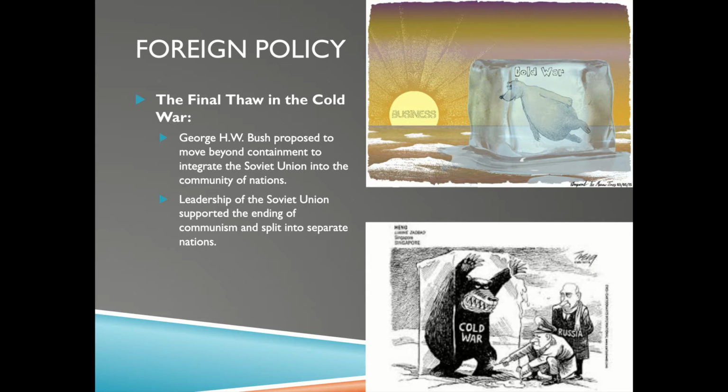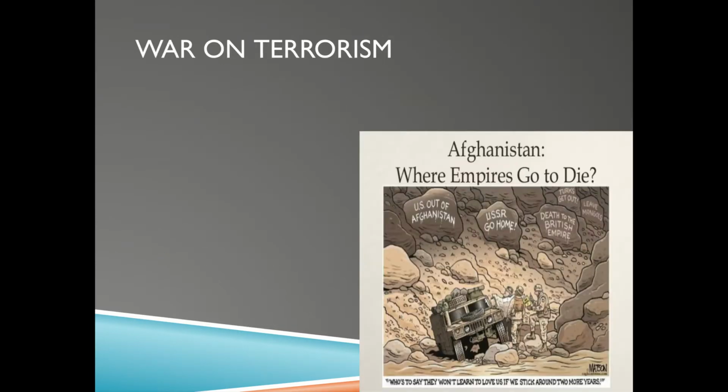But George H.W. Bush wanted to integrate the Soviet Union and future Russia into this community of nations, to make them more likely to join capitalist democratic societies. The leadership of the Soviet Union supported the ending of communism and split into about a dozen separate nations. During this time, East and West Germany united after the fall of the Berlin Wall, which then led to the healing of most of Europe after World War II.